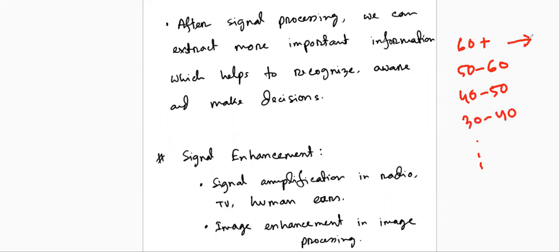So what is the death rate? We can find those numbers. After finding those numbers, we can take the decision on who should get the vaccine first. Of course, the elder people should get the vaccine first according to the percentage of death for COVID-19. So that is the decision making. You can also recognize something.